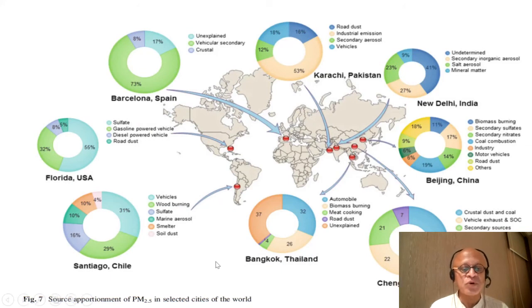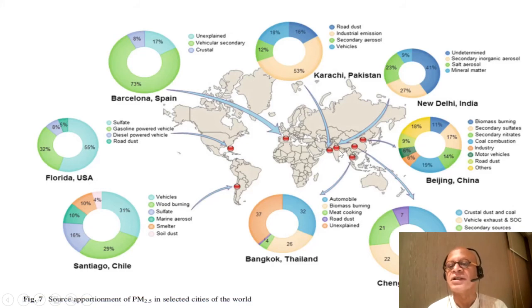Just in terms of apportionment of PM 2.5 in selected cities across the world, just look at the typical sources here. For example, in Florida, you have sulfates, gasoline-powered vehicles, diesel-powered vehicles, and road dust, various percentages, a lot of it coming from sulfate. In Santiago, Chile, vehicles, wood burning, sulfate, marine aerosols, smelters, industrial activities, and soil dust.